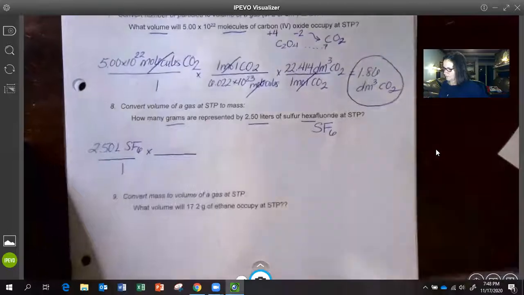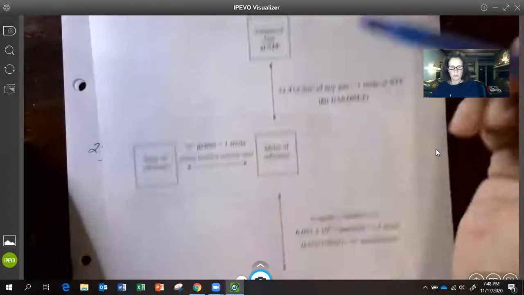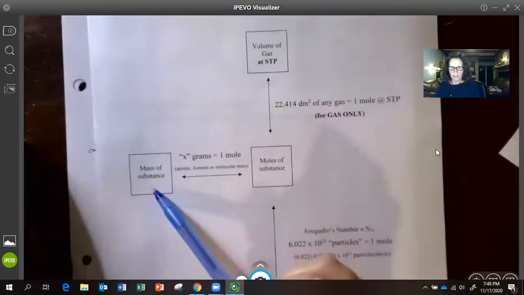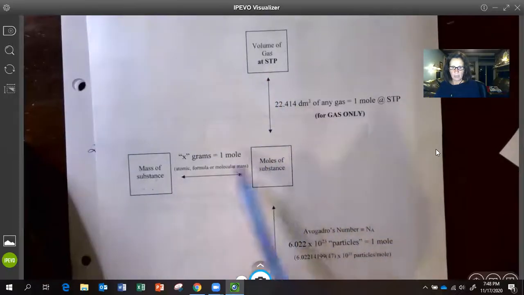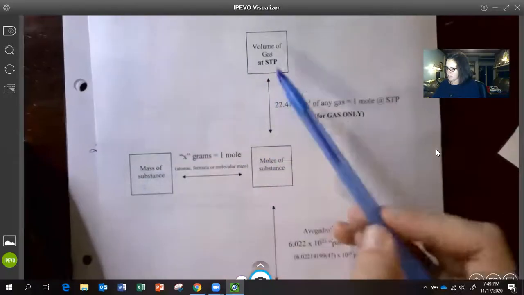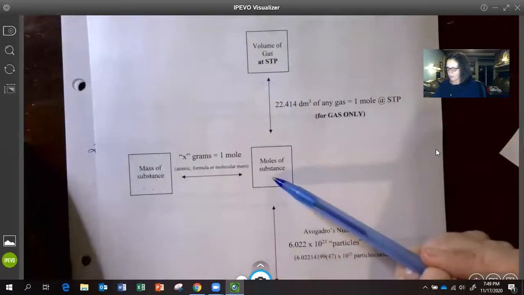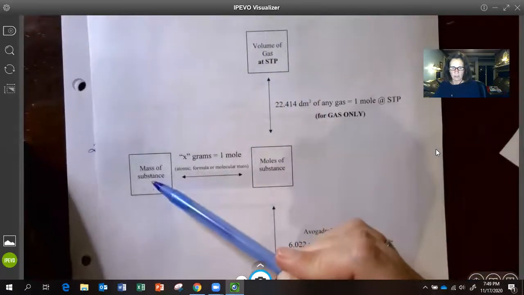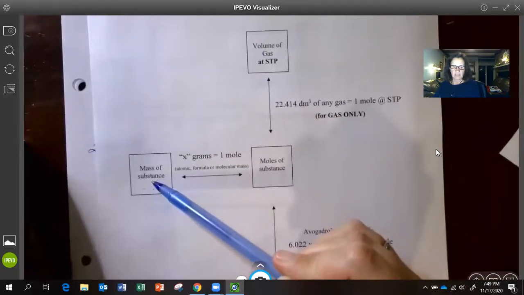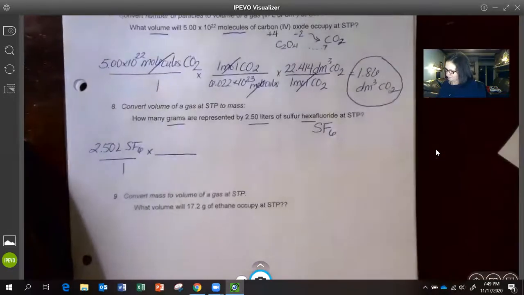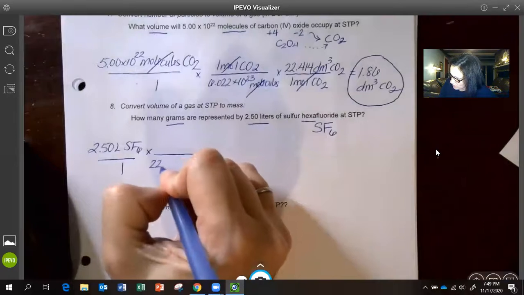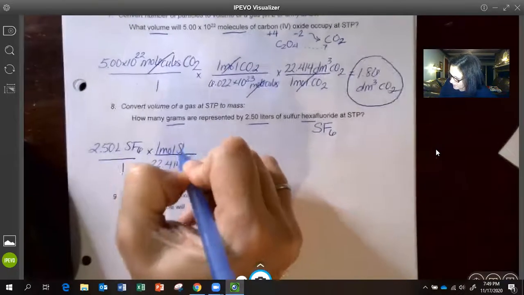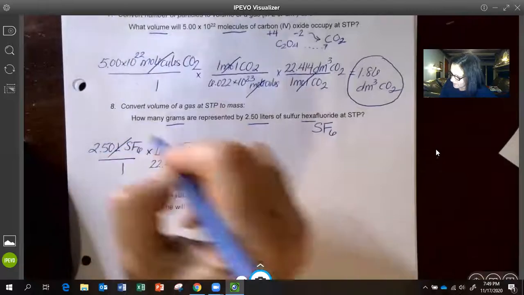All right. We're at volume of SF6. We want to know grams of SF6. So we need a 2-step problem, 2 conversion problems. First, we use the molar volume of a gas to get to moles. Then we use the molecular mass or the molar mass of SF6 to get to grams. So there are 22.414 liters per 1 mole of SF6. Liters cancel.